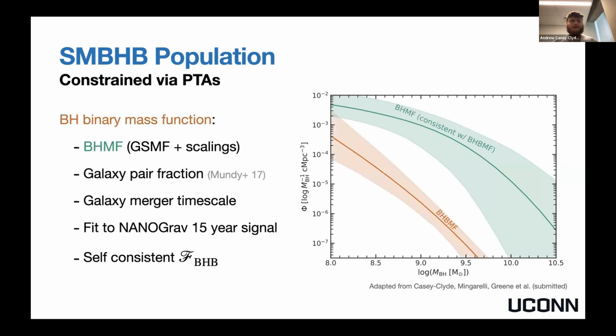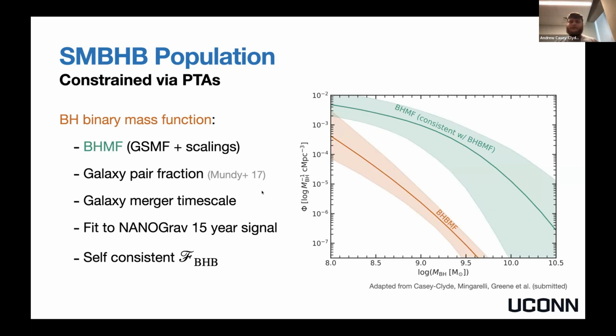Next, we have our black hole binary mass function. This actually takes the exact same galaxy stellar mass function and scalings as I showed in the previous slide, and then additionally assumes a galaxy pair fraction and a galaxy merger time scale. And then we fit the whole thing to the NANOGrav 15-year signal. So this is actually consistent by construction with the recent results out of NANOGrav. This is all nice and up to date.